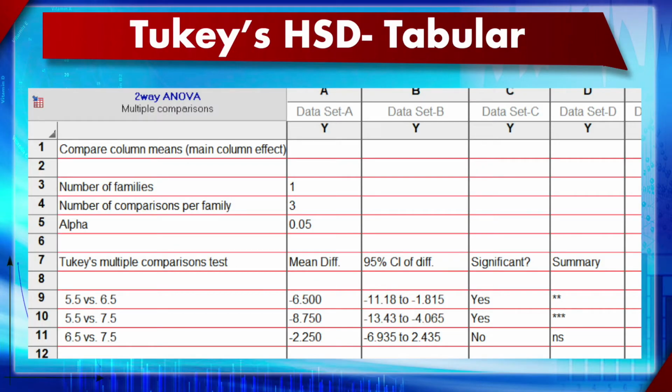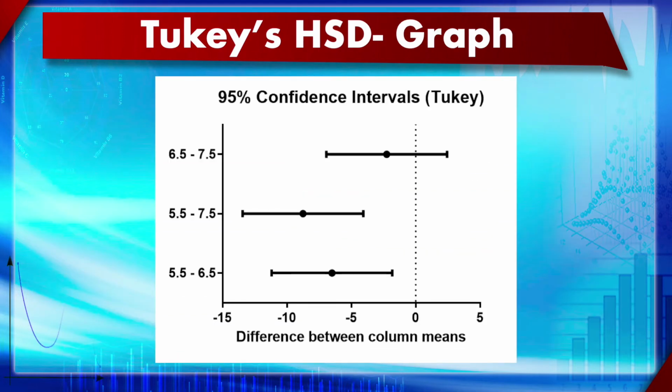So this is how Tukey's HSD looks in tabular format in GraphPad Prism. This is for the pH example, the microbiology example which I presented in an earlier section of the same module. You can see that the p-values are also given in this and statistical significance is also written. And the same result in graphical representation you can also see.